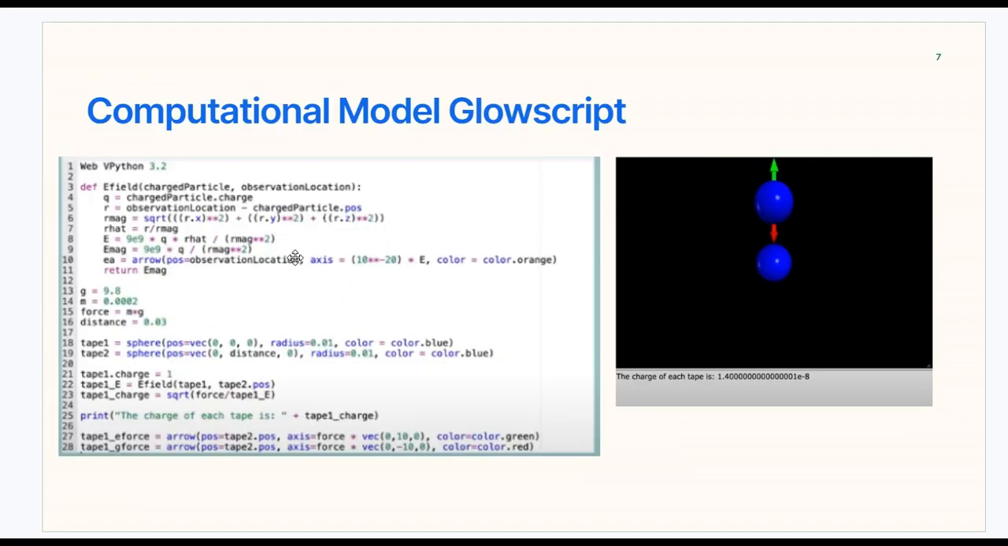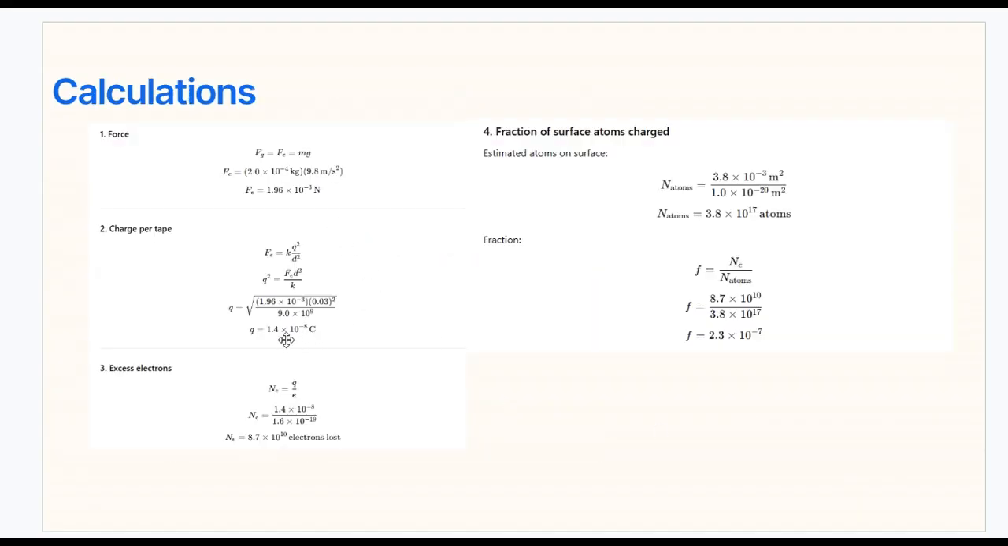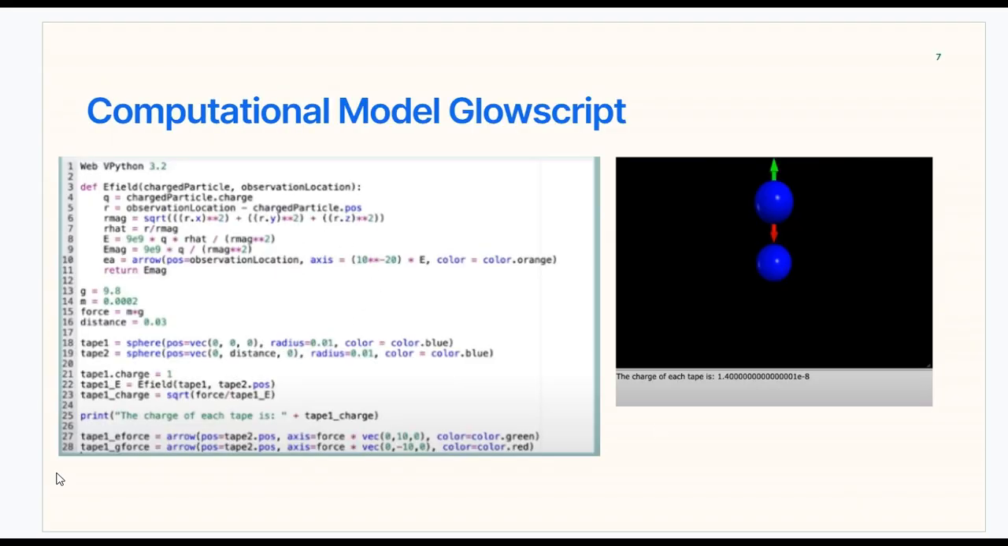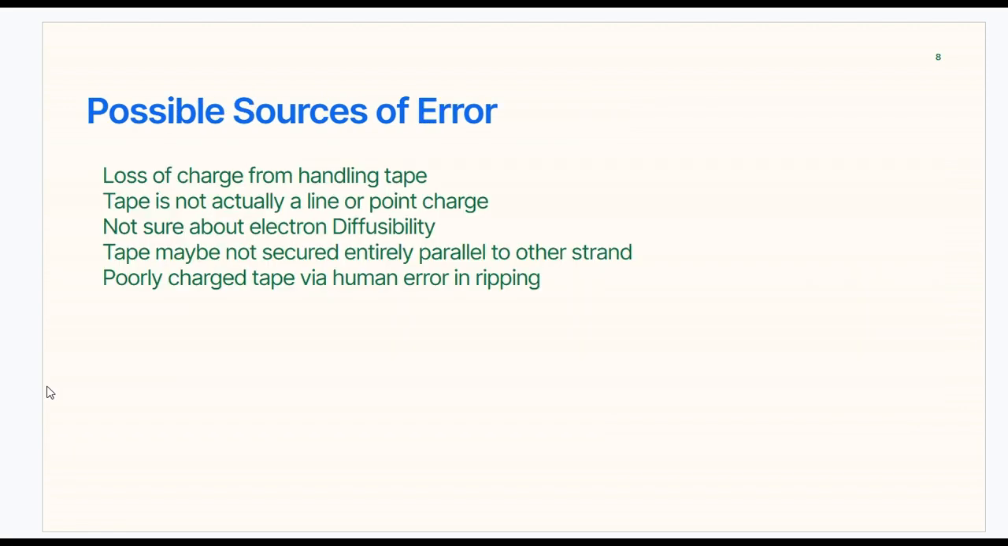All right, so lab pictures. So here's the computational model. We just plug in G, M, force of gravity, and then distance. Here's tape 1, tape 2, both colored blue, whatever, it doesn't really matter. But we just use the code from lab 0, and you can see the charge given as 1.4 times 10 to the negative 8, which is pretty close to what we were getting from over here, 1.4 times 10 to the negative 8. So the calculation matches the computational model, all great.